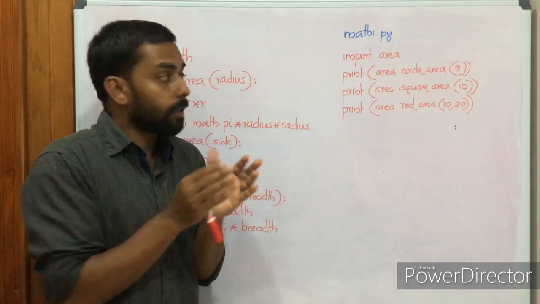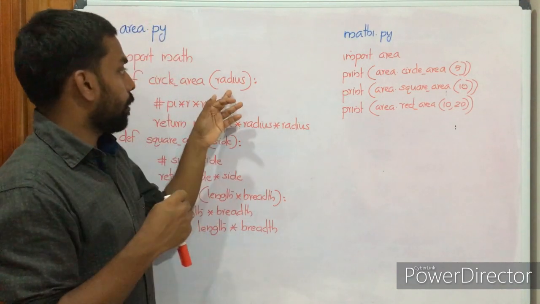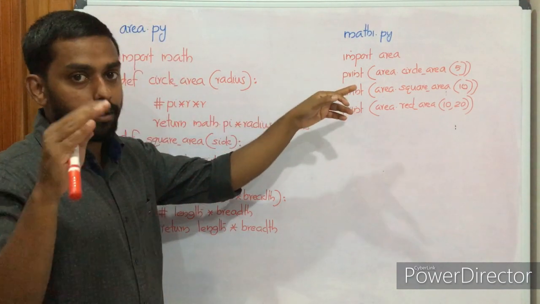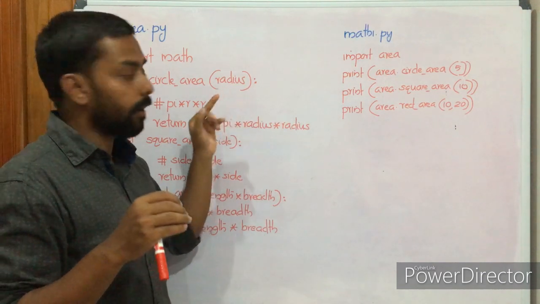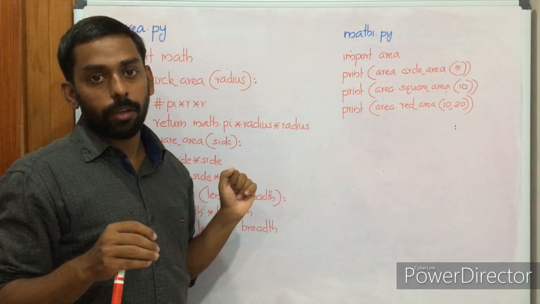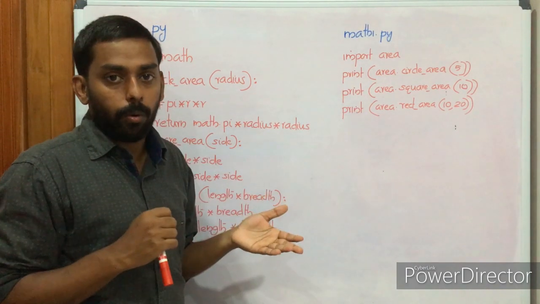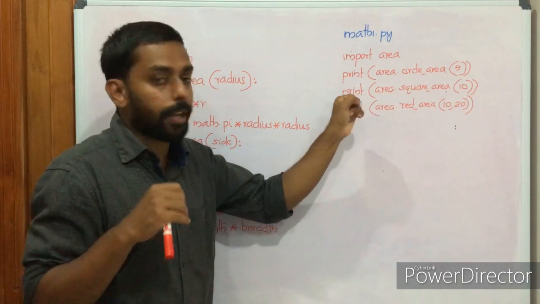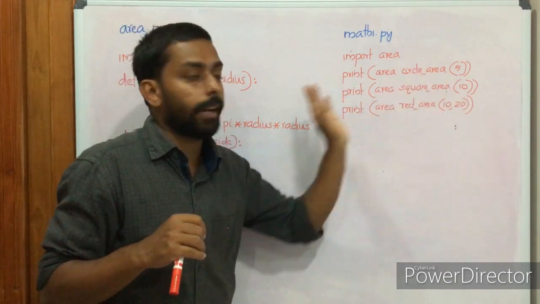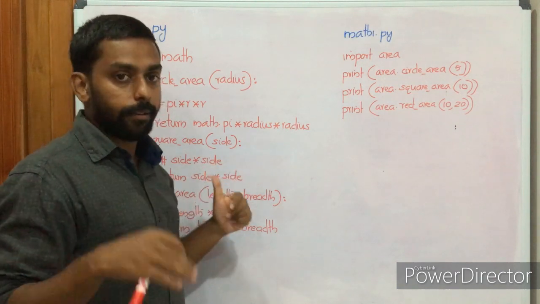Actually, what happens is it passes to the definition part of circle area, and the value passed, 5, will be assigned to radius. It returns math.pi into radius into radius, which will be returned to the program and the result will be printed out. Next we are calling the second function, area.square_area. We are passing 10, it will be passed to side, right? Then side into side.